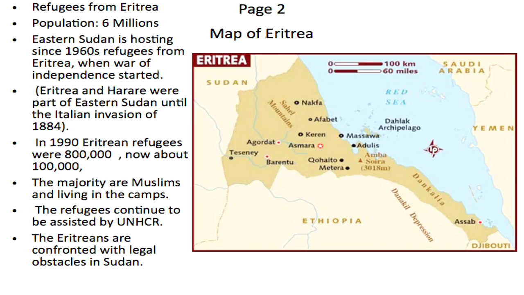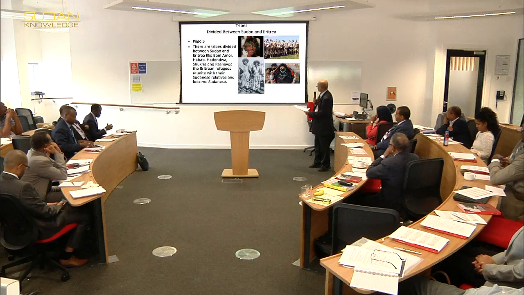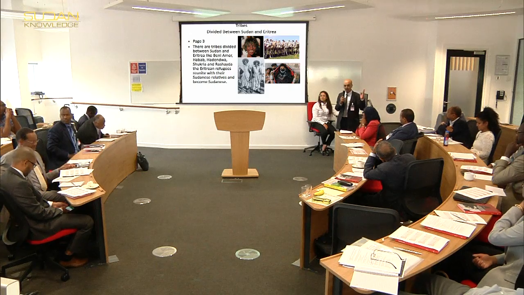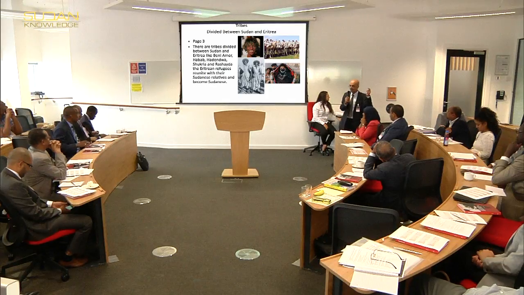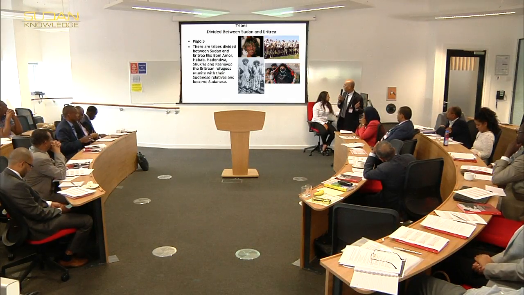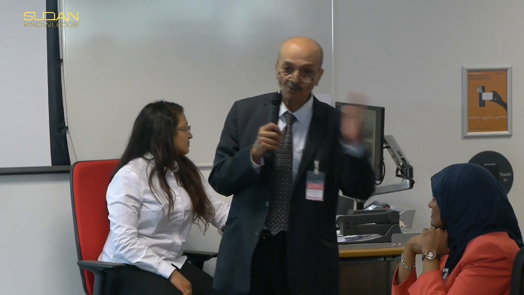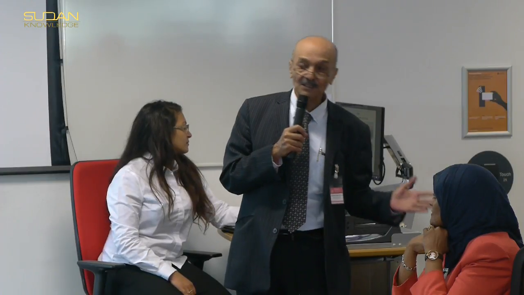Yeah, as I said, these are refugees from Eritrea. We mentioned this. Go to the other one, please. These are the tribes which are divided. The tribes which are divided between Eritrea and Sudan are Beni Amir, Habab, Rashaida, Shukriya. And therefore, when these people come from Eritrea to Sudan, they become Sudanese. And when they go from Sudan to Eritrea, they are Eritreans.